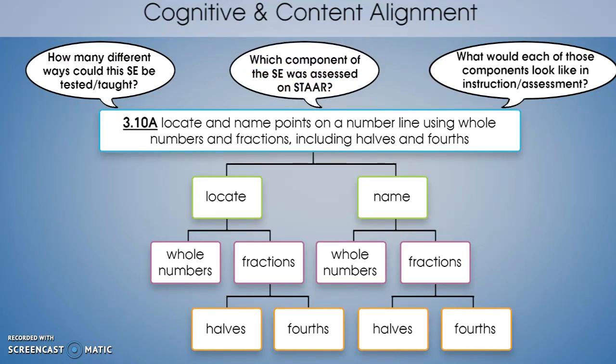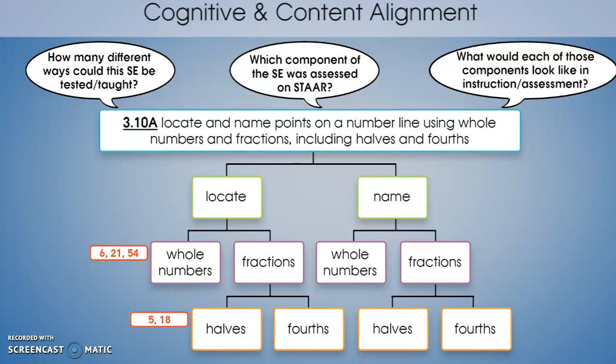Using the released test questions also allows the opportunity to figure out which component of the SC was assessed on STAR. On STAR 2013, say for example, there were 5 items coded to 3.10a. And let's say questions 5 and 18 required students to locate fractions to the halves. Questions 6, 21, and 54 required students to locate whole numbers. So let's say that overall student performance on 3.10a was at 82%. Would you feel comfortable saying that your 3rd graders understood 3.10a?